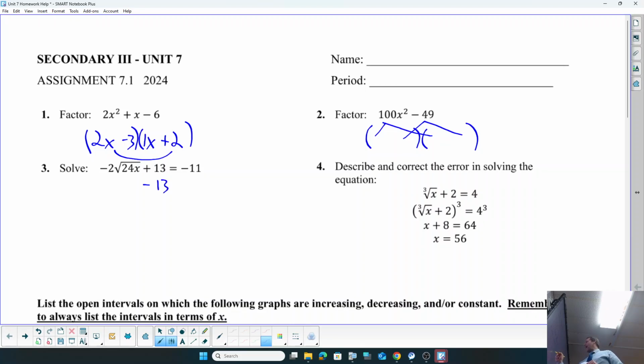Don't forget how to solve radicals. We learned that last unit, right? Don't forget to pause me and try it on your own. Pause me, try it on your own.